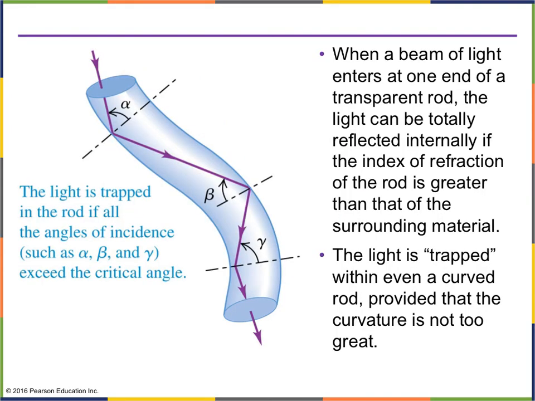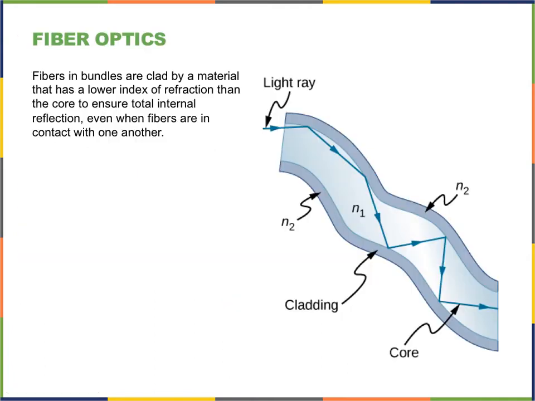In order for this to happen, the index of refraction of the fiber optic has to be greater than that of the material that surrounds it. And to really ensure that, we can put some material around the fiber optic cable that has an even lower index of refraction to make sure that nothing leaks out.